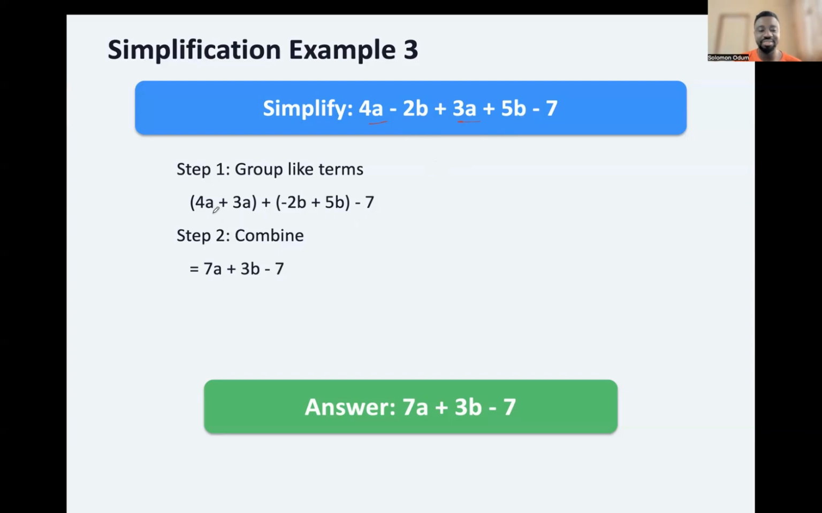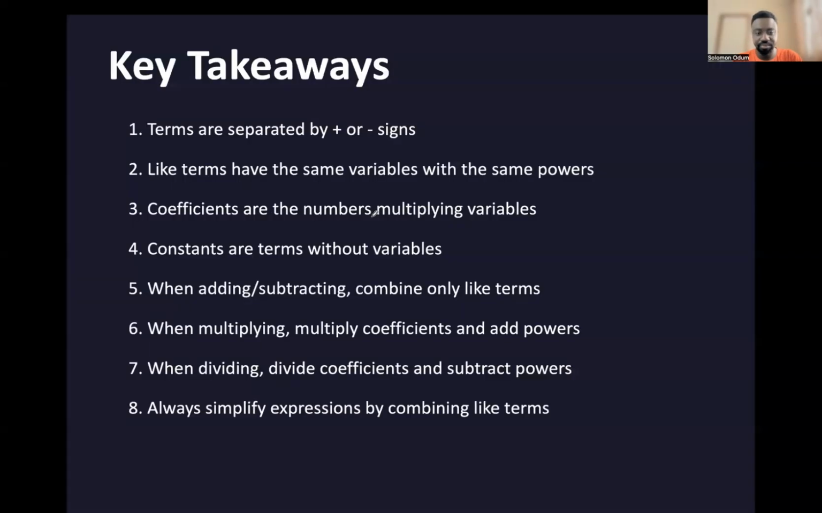So you combine 4a plus 3a to get 7a, and minus 2b plus 5b gives 3b. Then you attach the b, which is the variable, and minus 7. So the answer becomes 7a plus 3b minus 7.